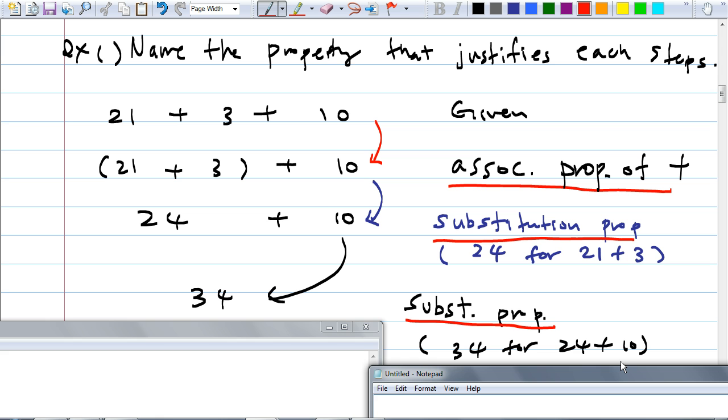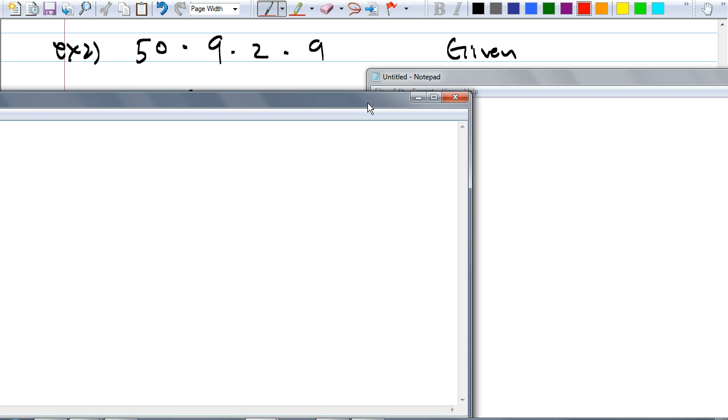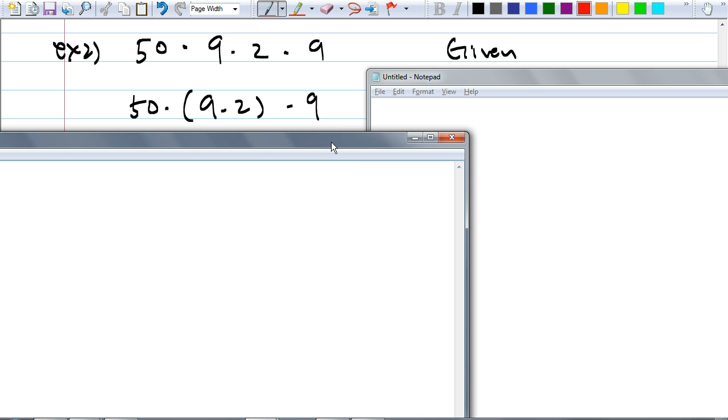Okay. So this is the kind of thing you have to do for your homework tonight. Does that make sense? This is how they're going to see whether or not you understand these properties. Some more examples. Here's another example that's similar to what we had. Again, they're going to give it to you. The first step is given. They give you this problem and they go, okay, how do I go from here to here? What property are they using here?